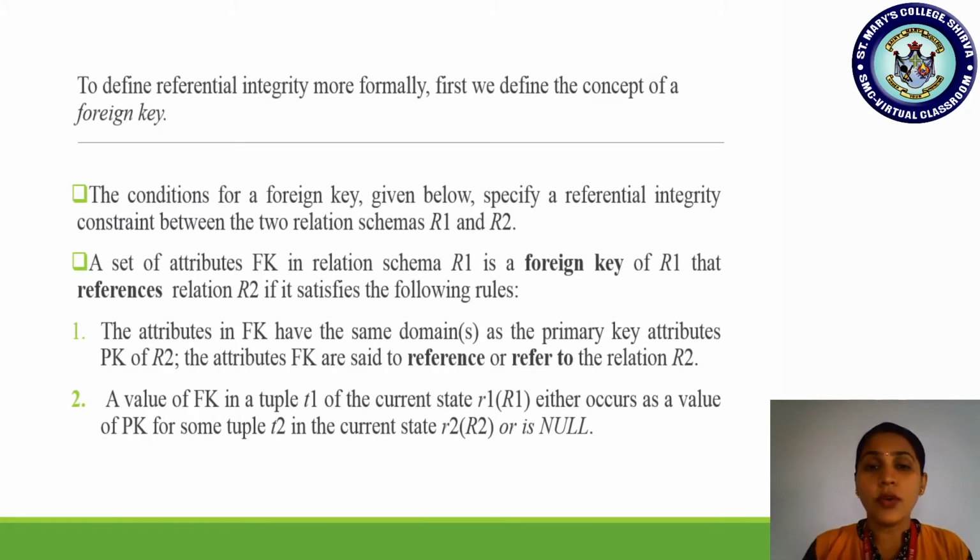So what is that rule? Or I can say, if any attribute is considered to be a foreign key, which are the rules it has to follow? The first one: the attributes in the foreign key have the same domains as the primary key attributes PK of R2. The attributes FK are set to reference the relation R2. What is the meaning of this?